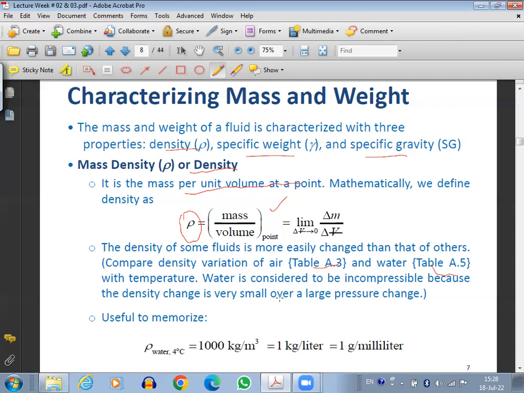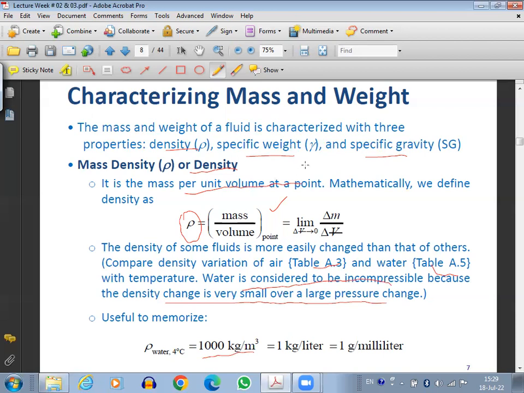You can see that air density varies significantly compared to that of water. Water is considered to be incompressible because the density change is very small over a large pressure range. You can apply a lot of pressure, but the change in the heaviness of water is very, very small. Its volume does not change much, so the density does not change much. On the other hand, if you change the pressure of air, its volume changes significantly, and so the density also changes. So it's not incompressible.